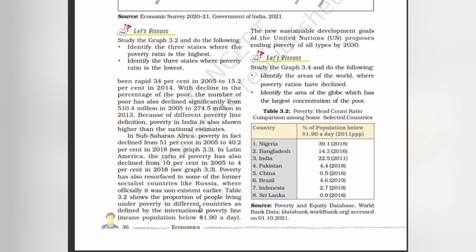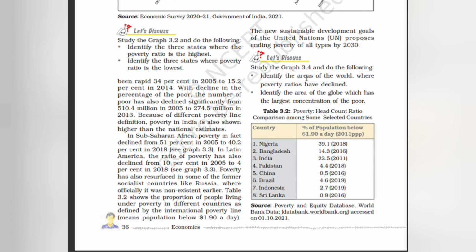The table shows the proportion of people living under poverty in different countries as defined by the International Poverty Line, which means population below $1.90 a day. The new Sustainable Development Goals of the United Nations propose ending poverty of all types by 2030. Let's discuss. Study graph 3.4 and do the following.